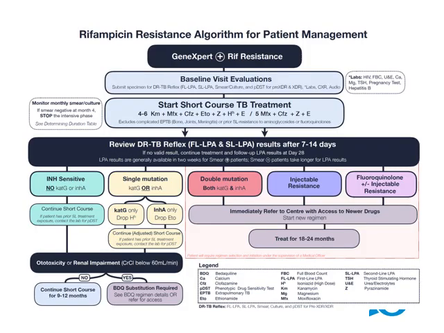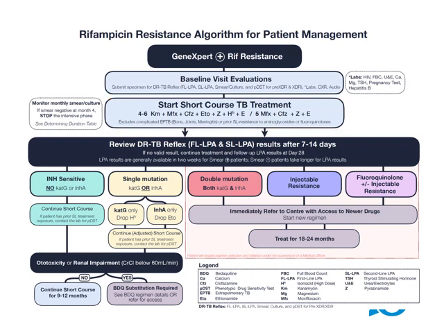So let's see where we are on our algorithm. We started off diagnosing our patient as RIF resistant. We did some baseline investigations. And now we will start them on the standard short course of TB treatment. The idea is that we are doing the short course of TB treatment until it is proven that that's not the regimen for them to be on.